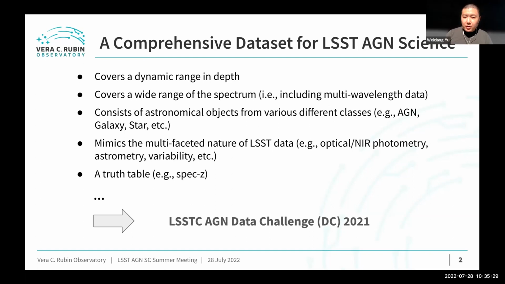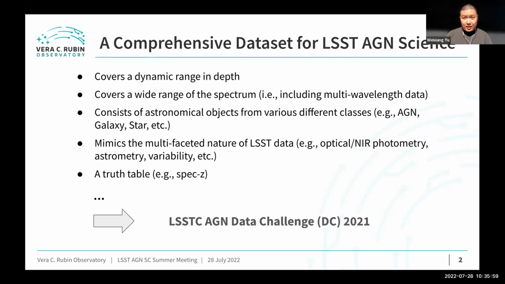I think the data set should include objects from various different classes. Most importantly, it needs to mimic the multifaceted nature of LSST data. That is, in addition to photometry, it needs to include astrometric information like proper motion, parallax, and variability data, that is light curves. And some level of truth needs to be provided for at least a pretty good portion of the sources in the data sets.